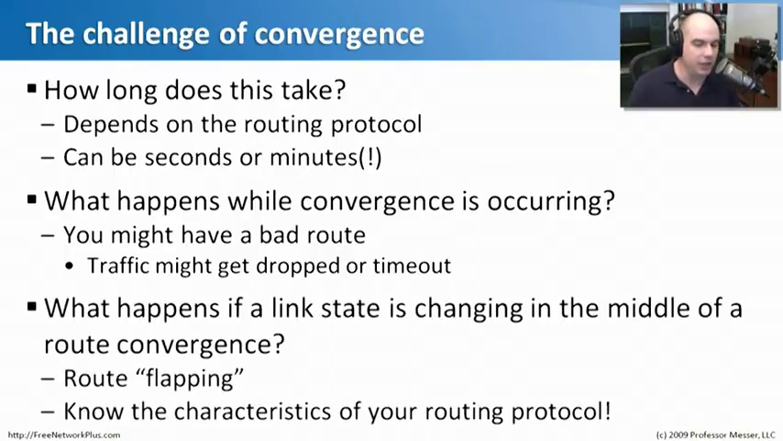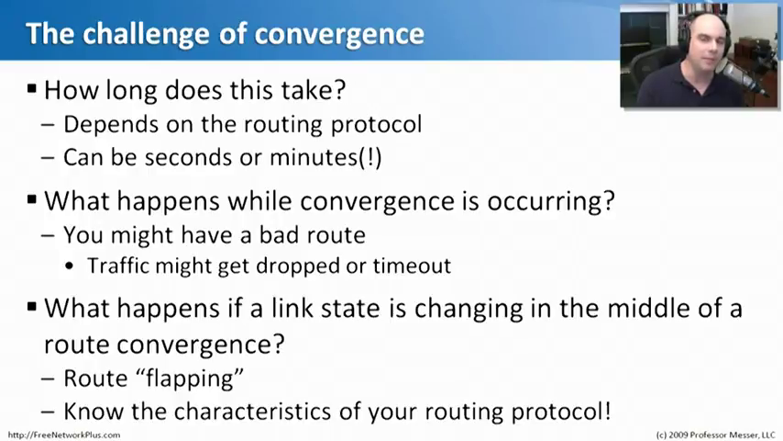Now, if a link state is changing in the middle of a convergence, a route goes up, your router recognizes it, and while your router is trying to make the change, the route goes down, and then it goes up, and then it goes down, and your route begins flapping. It keeps happening over and over, and you may find that your network keeps changing and your routes never get updated because a route keeps flapping up and down again. So you need to know the characteristics of your routing protocol and recognize how it reacts when something like flapping takes place and what you can expect.